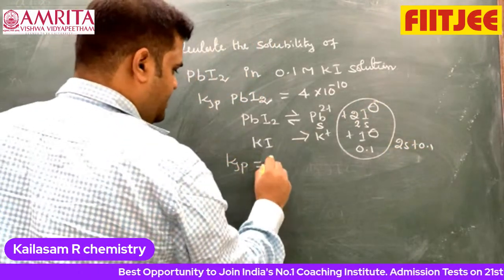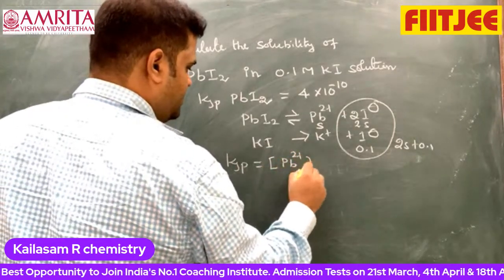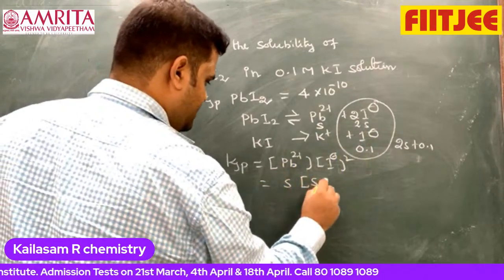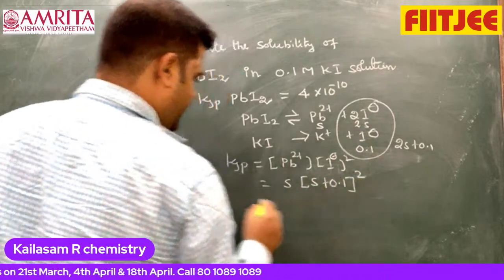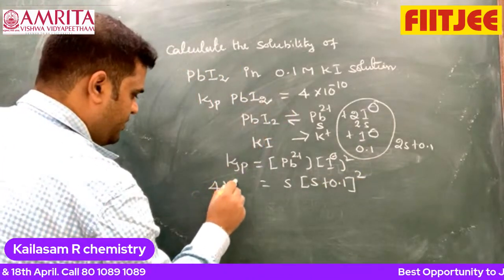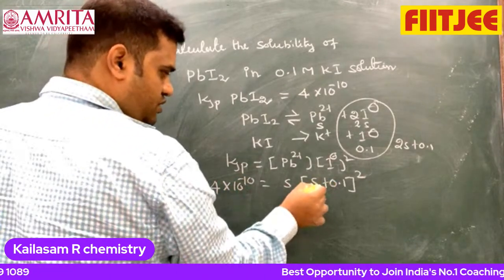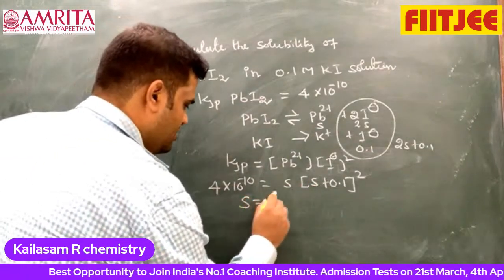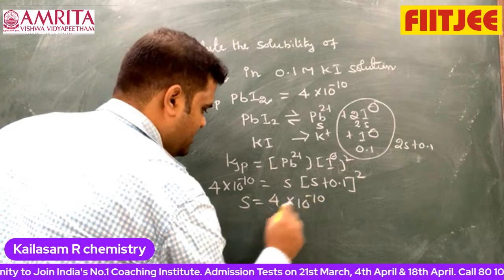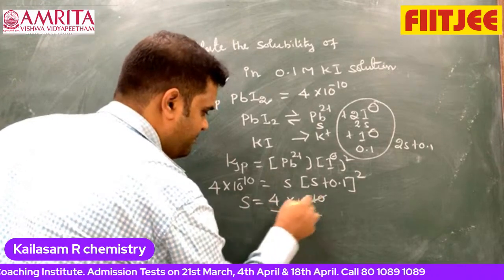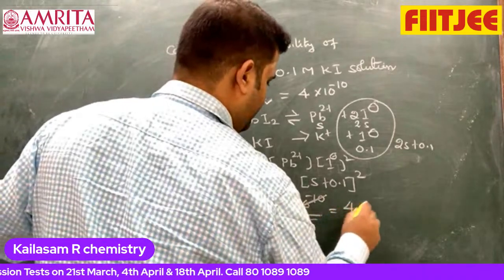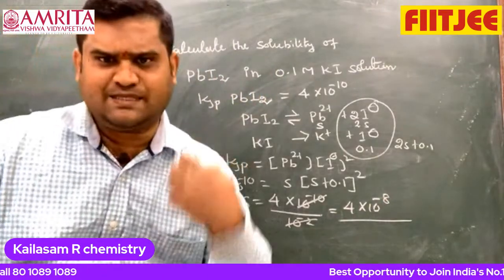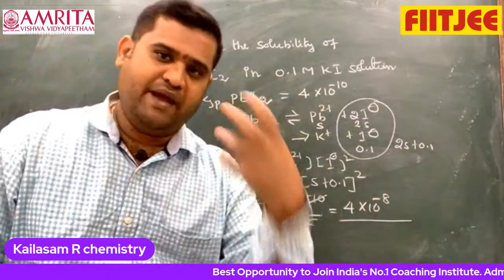Right, the Ksp is equal to the concentration of Pb2+ and I minus square. Therefore s into s plus 0.1 whole square. Ksp is 4 into 10 power minus 10. Now, as compared to 0.1, this s can be neglected. Therefore s is equal to 4 into 10 power minus 10 by 0.01, cancel off, and we will get the answer. This is what you may expect in JEE Mains type of question.